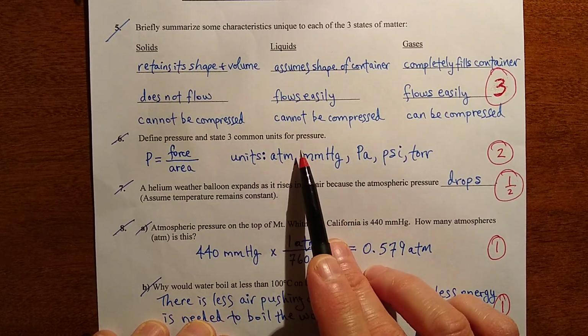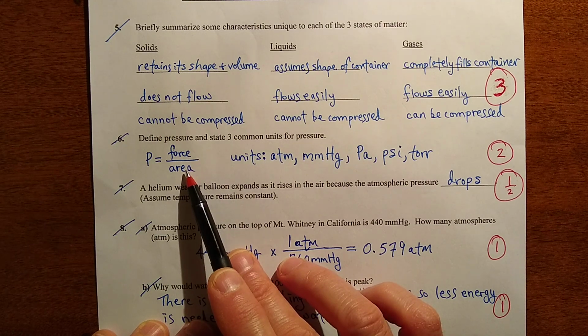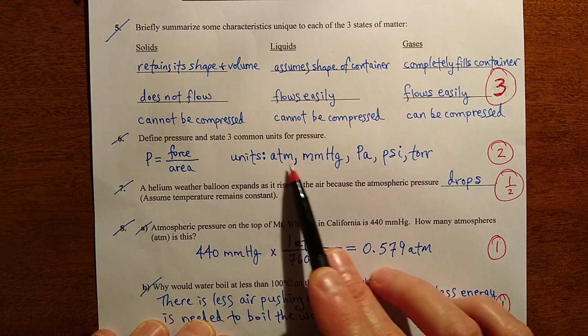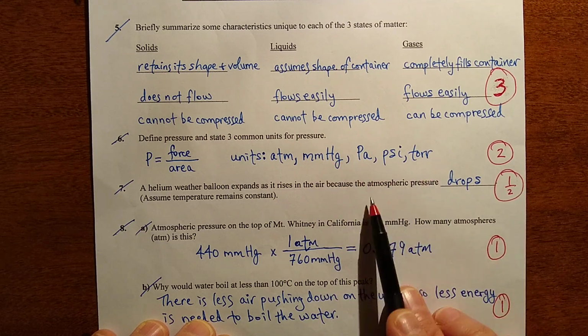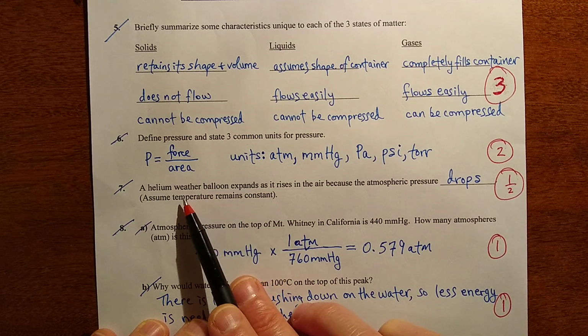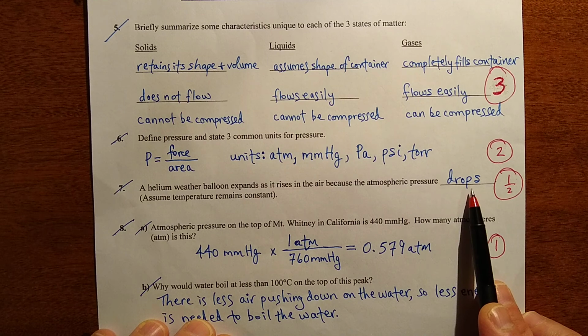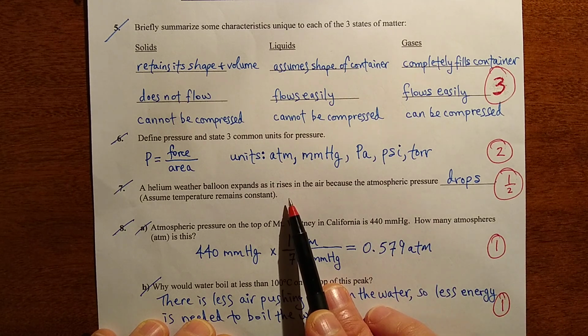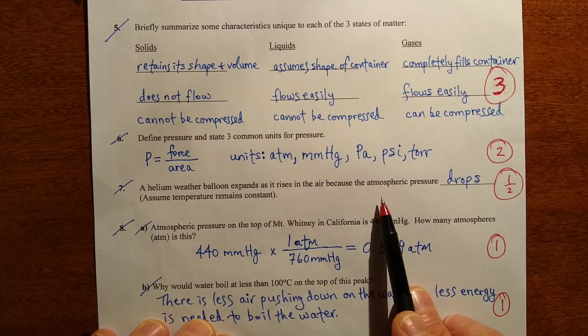Define pressure in 3 common units for pressure. Pressure is a force. I was looking for force per area. Many, many units, but the common ones are atmospheres, millimeters of mercury, which is the same as a torr, pascals, or pounds per square inch. A helium weather balloon expands as it rises in the air because the atmospheric pressure drops. That's Boyle's law. Pressure and volume are inversely proportional. As one goes up, the other one goes down.